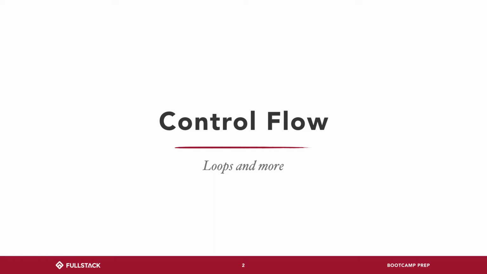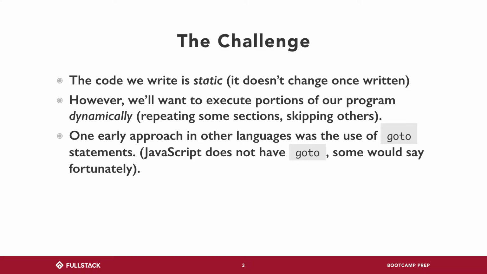Okay, so this next section's about control flow, and that's just a fancy way of talking about loops and functions, and really kind of how JavaScript goes through a particular set or block of code. So this basically lays out a problem for us, right?